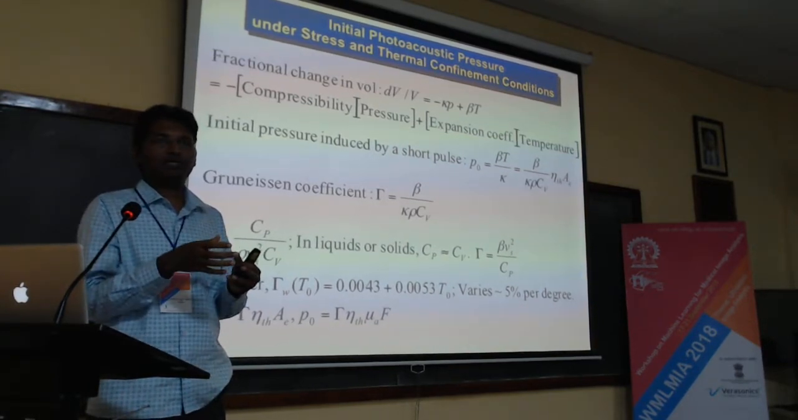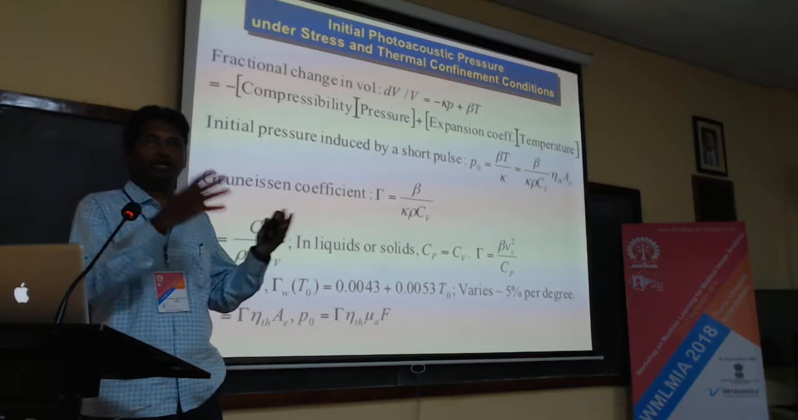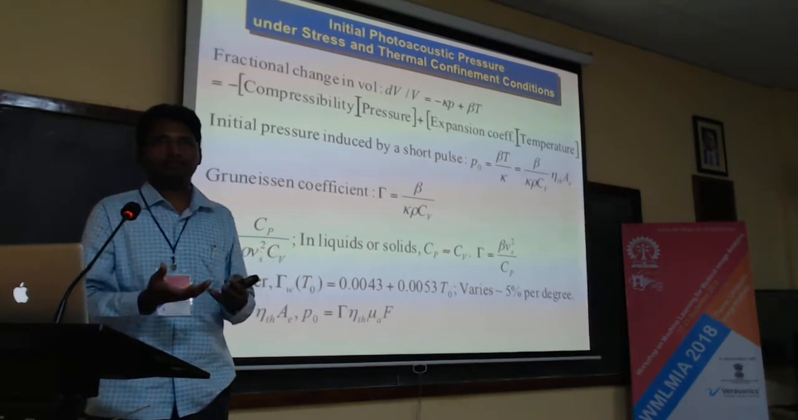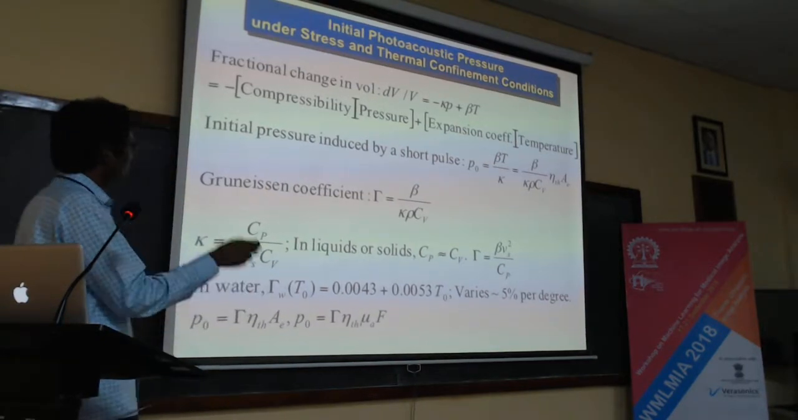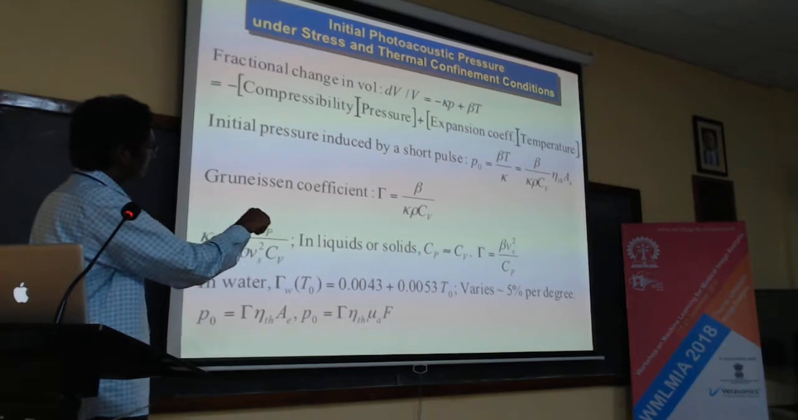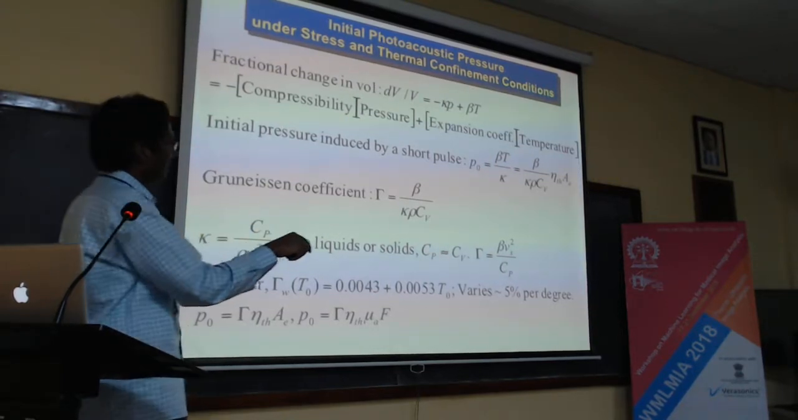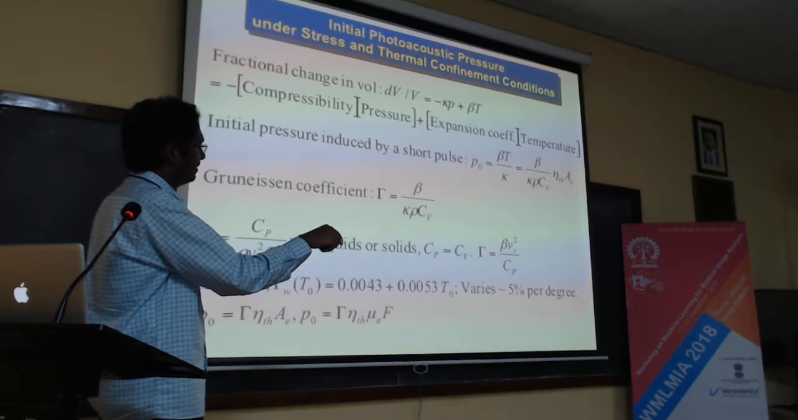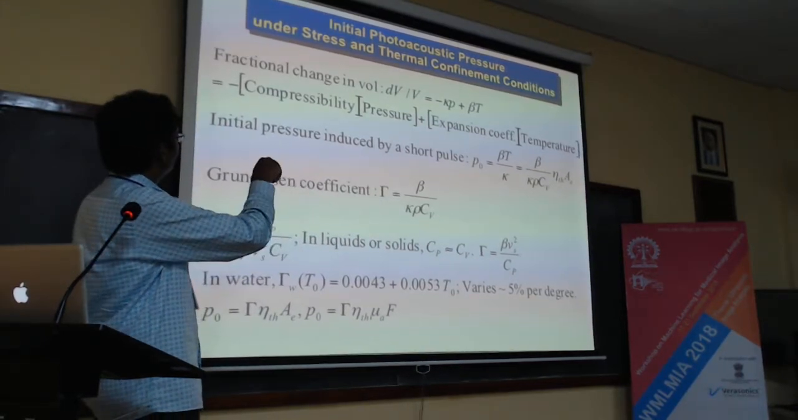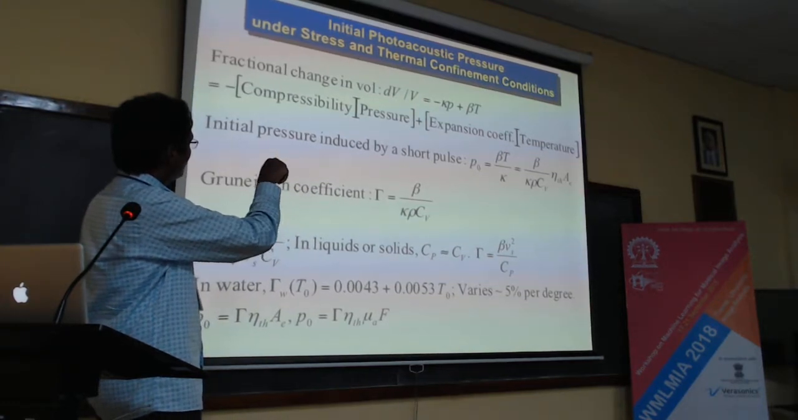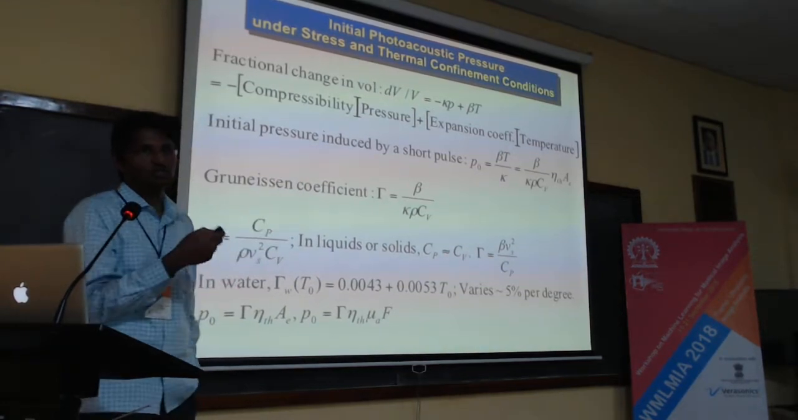How much is going to form in terms of the total volume expansion as well as total tissue relaxation. You need not worry about it, but I would just like to tell you that the initial pressure induced by this short pulse is directly proportional to this, where we say beta times T by K. K is what we call the adiabatic coefficient.